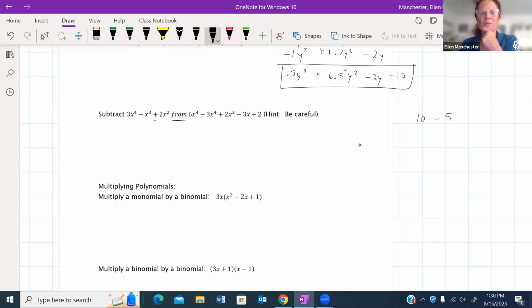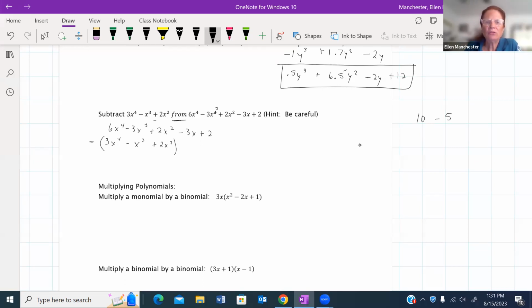You're starting with the 6x to the 4th minus 3x, that should have been to the 3rd, plus 2x squared minus 3x plus 2, this should have been to the 3rd. Okay, so you're taking this and subtracting this from it. You're taking this out of it. So I'm stacking it, 3x to the 4th minus x cubed plus 2x squared. Now, remember, even though I stacked it, I'm subtracting that. I'm taking this first one out of the second one.